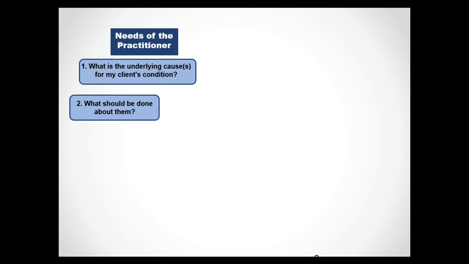And for that, we need to be able to really look at quite a deep level and get a very deep and fundamental understanding of the client's state of health. And this is probably one of the most important things for a natural health practitioner, to be able to do this effectively and accurately. Secondly, what should be done about them? So once we've identified these underlying imbalances, how do we go about correcting them?